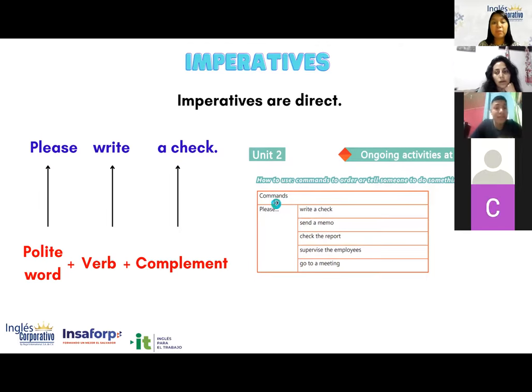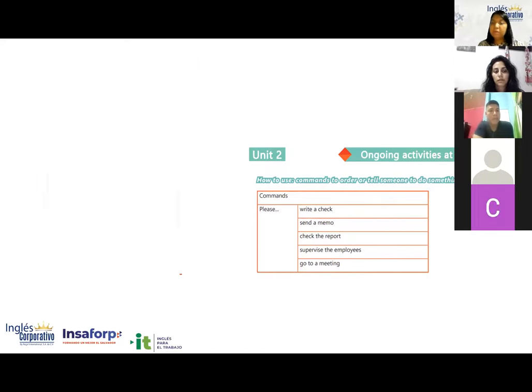Kevin, help us reading the examples, please. Please write a check. Please send a memo. Please check the report. Please supervise the employees. Please go to a meeting. Yes. Okay. Thank you. If we remove please, is just write a check, send a memo, check the report, supervise the employees, go to a meeting. Those are commands. Yeah. Those are orders. And we need to include the polite word, please. Okay. Always. Siempre.